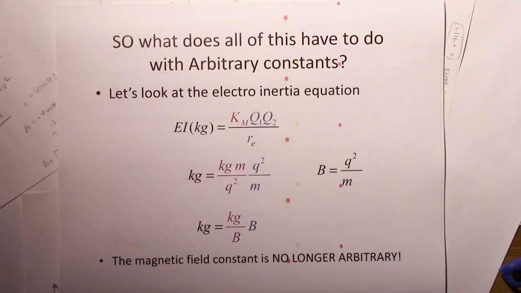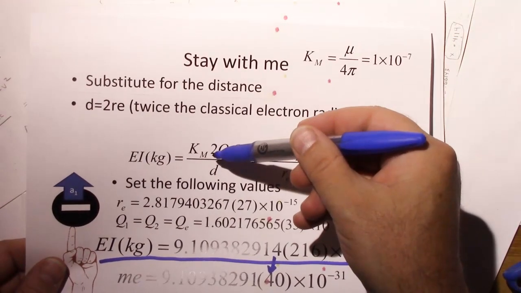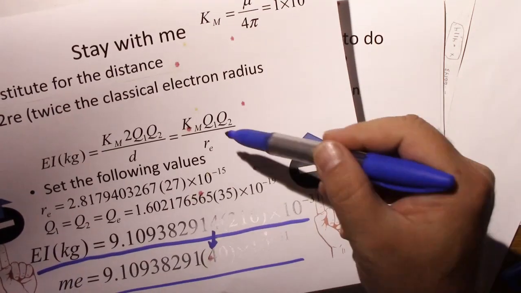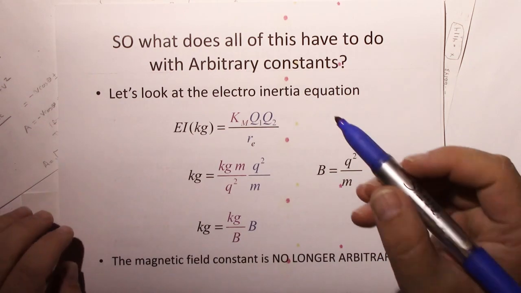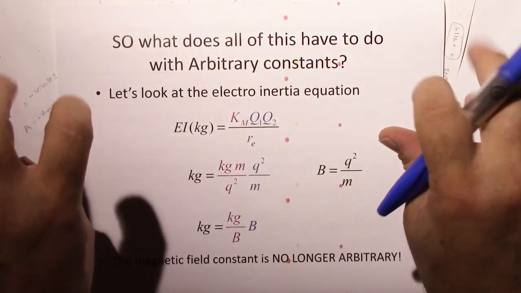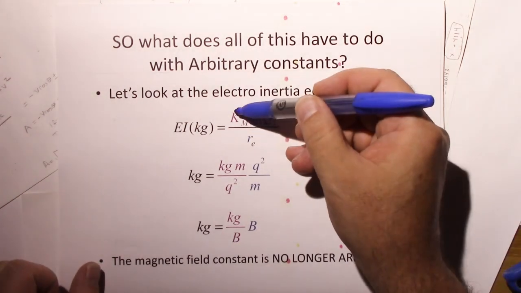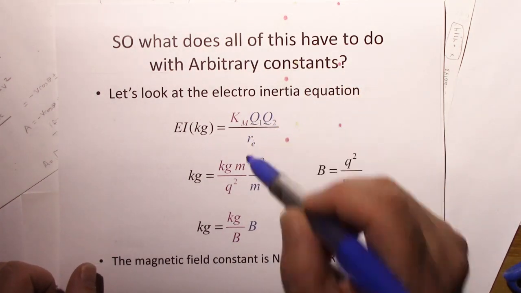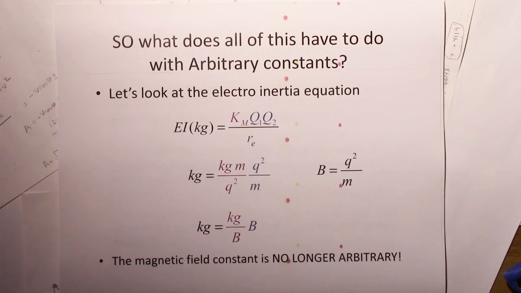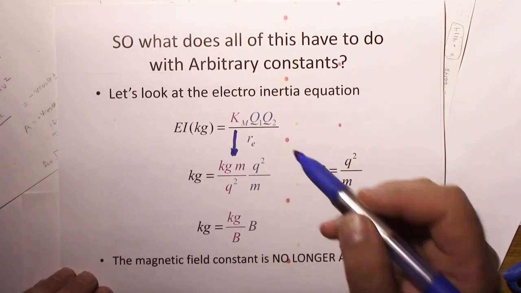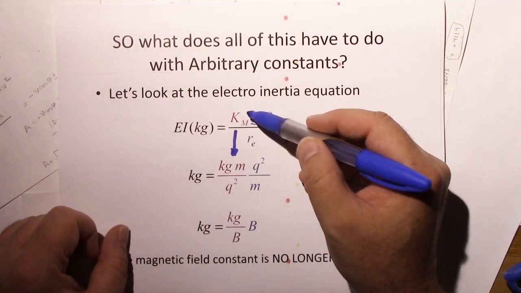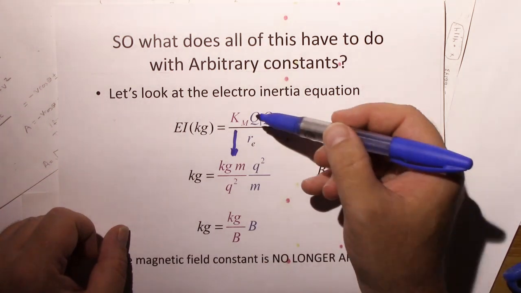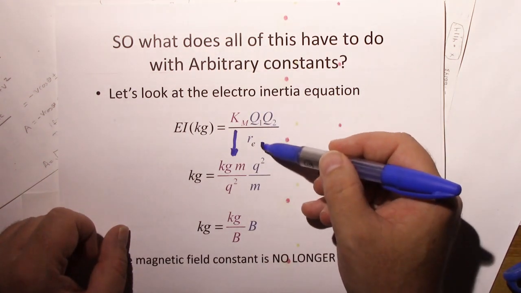So what does all this have to do with arbitrary constants? Well, let's go back to this electroinertia equation, or this one here, for the mass of an electron, okay? And that worked out, the mass part of it, the part that is the effective inertia in kilograms, is Km Q1 Q2 over little re, or r little e. And so if we break down the units of just Km, Km is K kilograms meters per coulomb squared. And the part of the system that this is used against is coulomb squared over meters. And we'll write that down here.